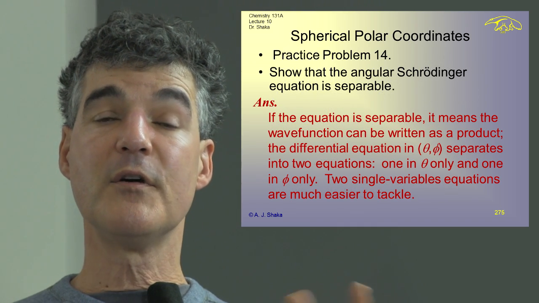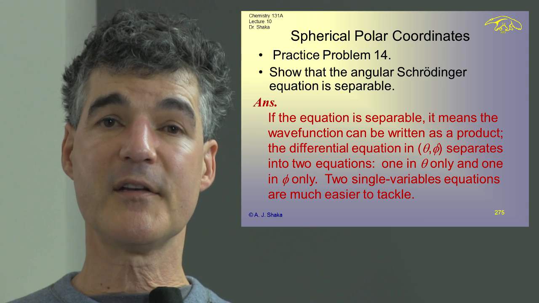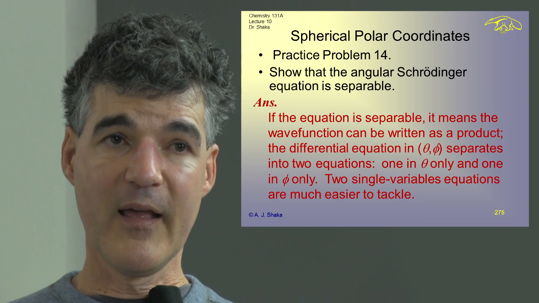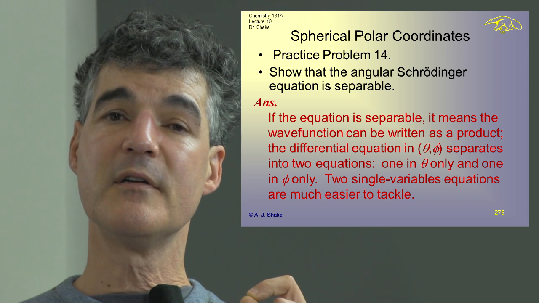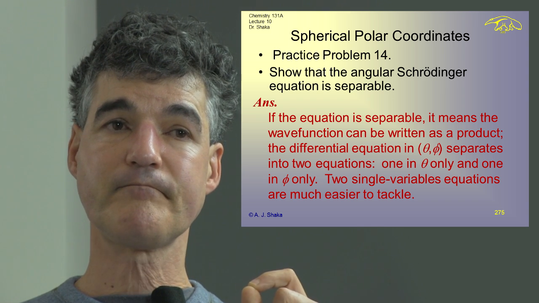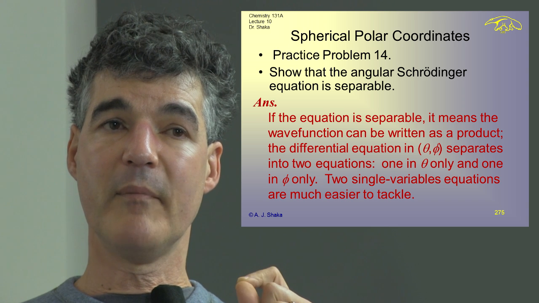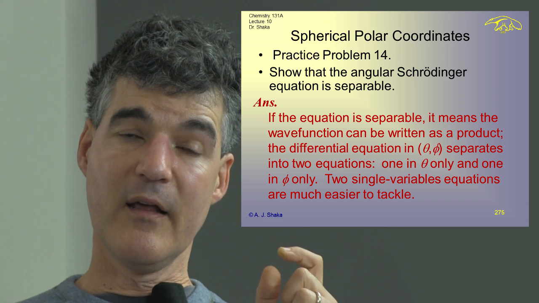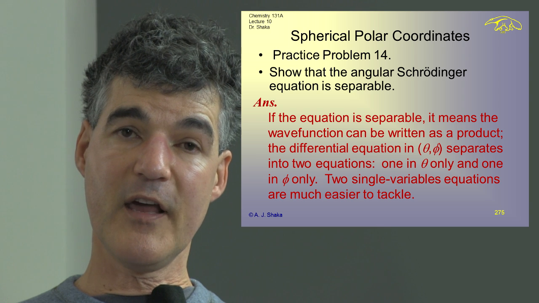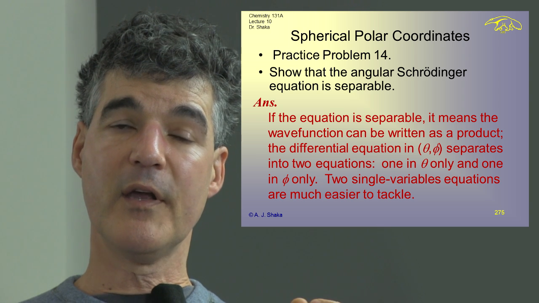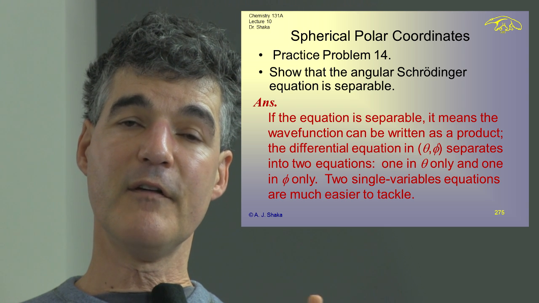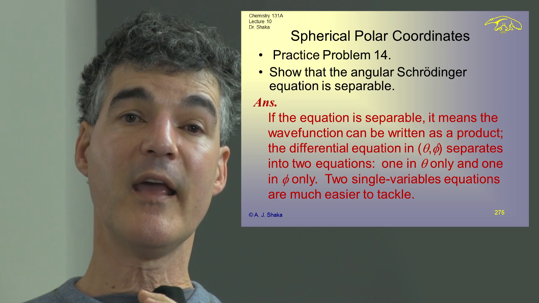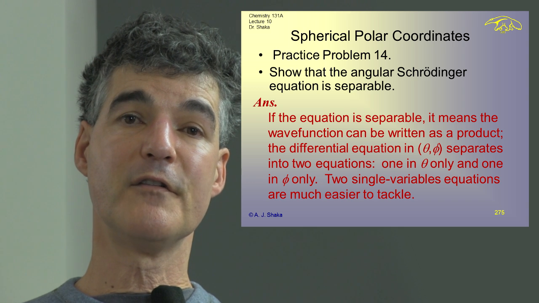Okay, let's do a practice problem here. Practice problem 14. Let's show that the angular Schrödinger equation is separable. And what does that mean? That means that whatever this wave function in theta and phi is, we can write it as a product of something that's only a function of theta and something else that's only a function of phi.